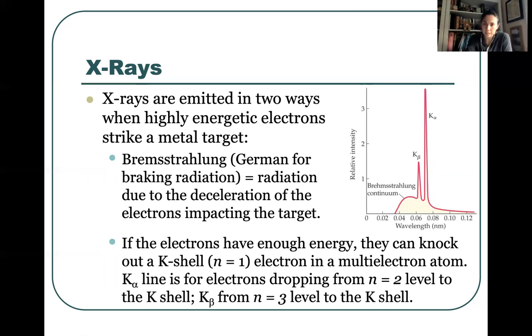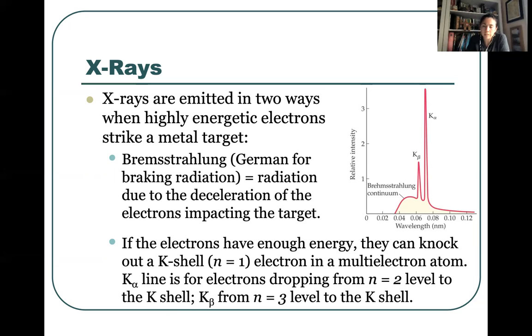Now we can see that there's something very different also happening here, because we have these two large peaks, K alpha, K beta. So what is happening here? Sometimes you're going to have electrons that have enough energy that they're going to knock out an electron in the K shell of the atom of the metal target. So we have that metal target. An electron is going to knock out one of the electrons in the K shell.